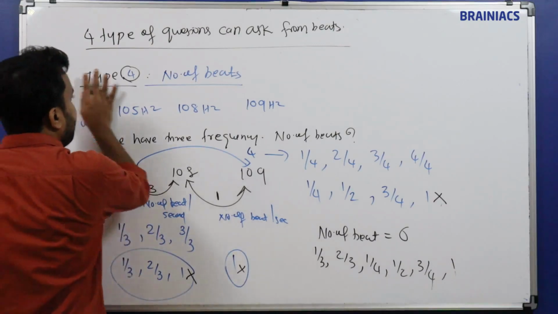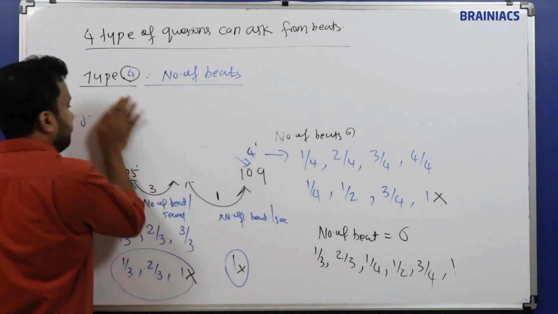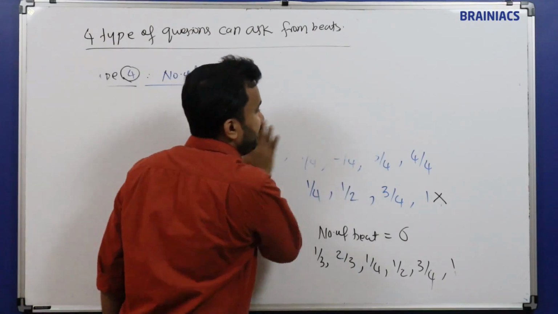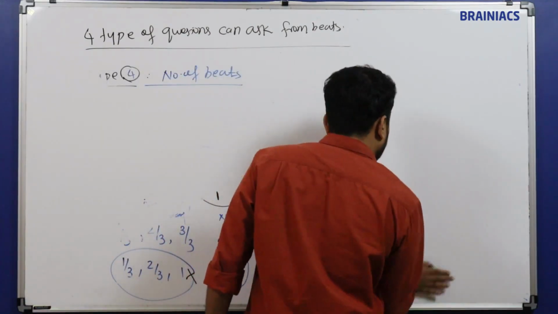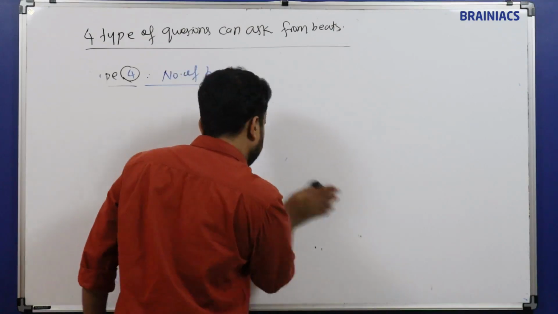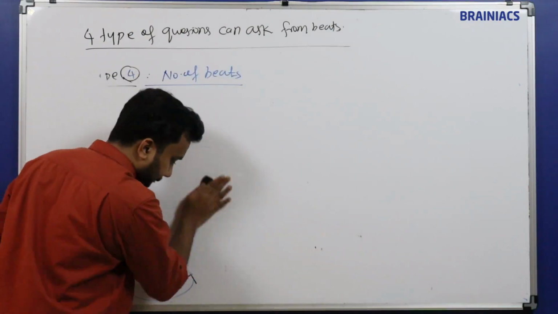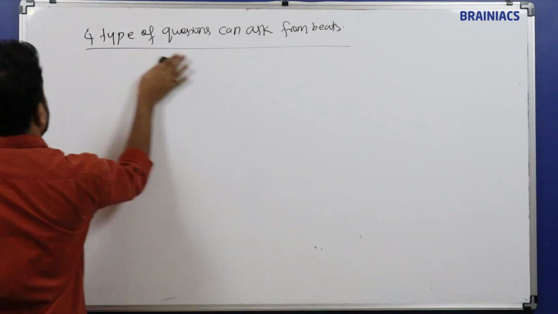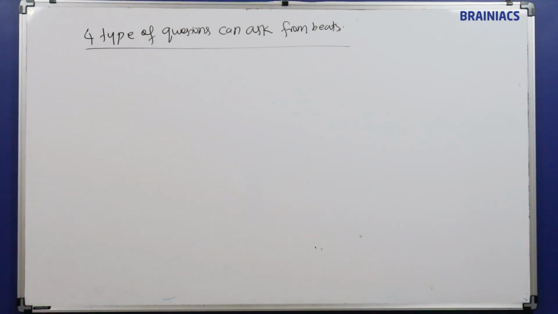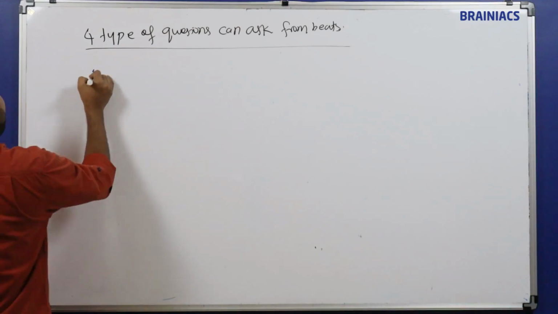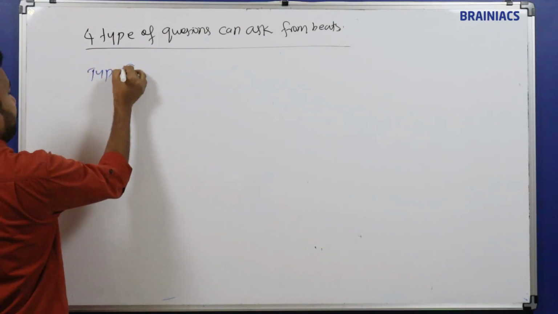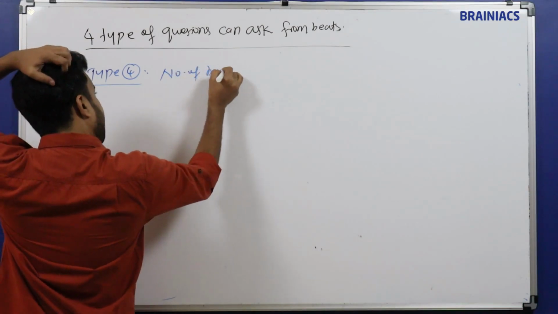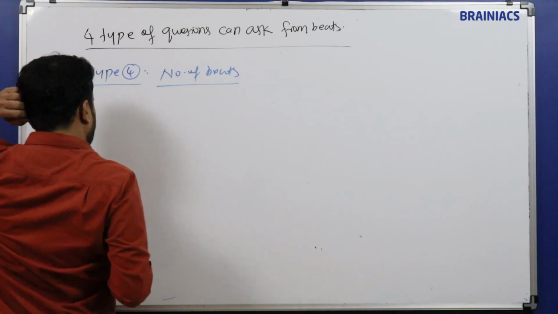Let's go and write the next previous year question. So please write down one previous year question which is based on the type 4 number of beats. Type 4 based question. Type 4 means I will write the heading. I mistakenly erased number of beats. It's already there. You don't want to write it again.